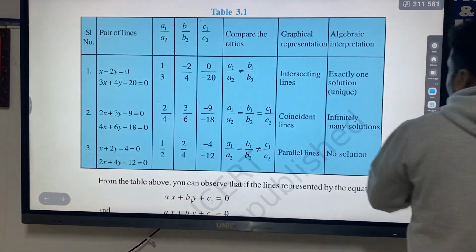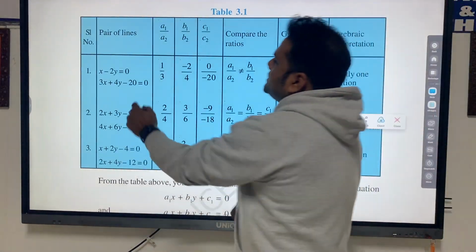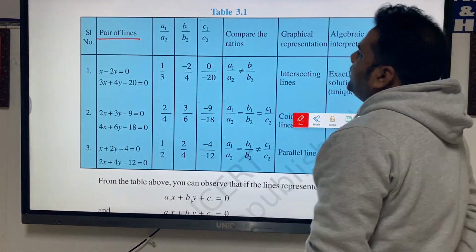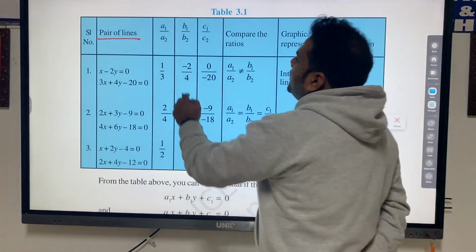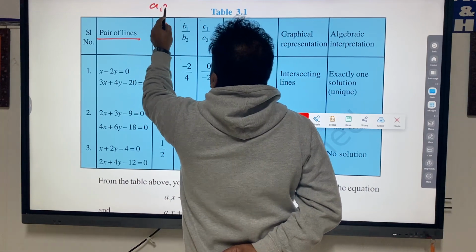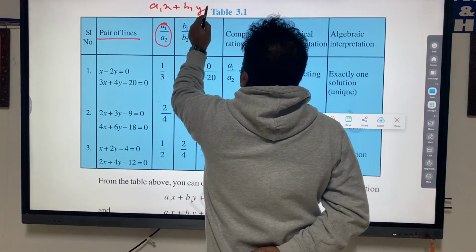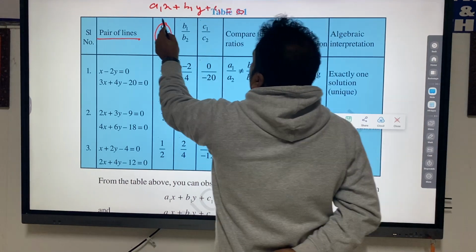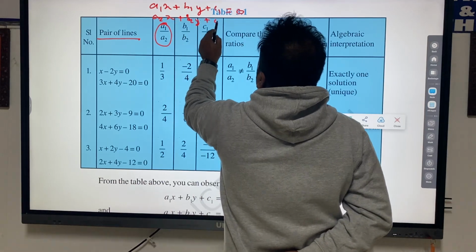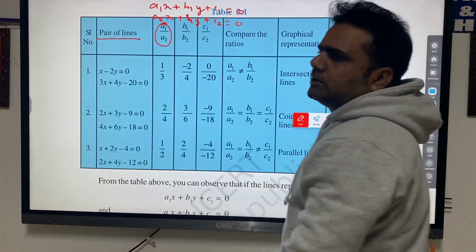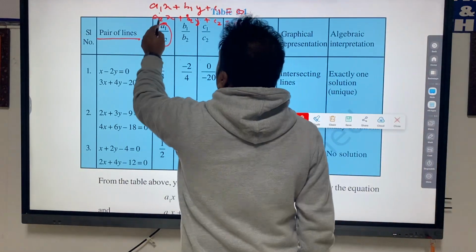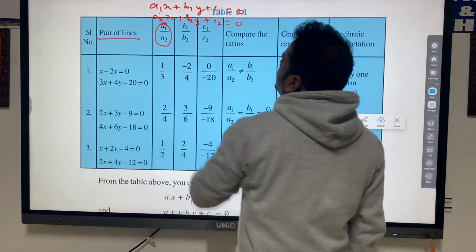So what is this? Pair of lines, correct? See, in pair of lines, a1 by a2 is a ratio, because you can write a1x plus b1y plus c1 equal to 0, or a2x plus b2y plus c2 equal to 0. This is the standard equation for pair of linear equations. So here a1 by a2, b1 by b2 and c1 by c2.